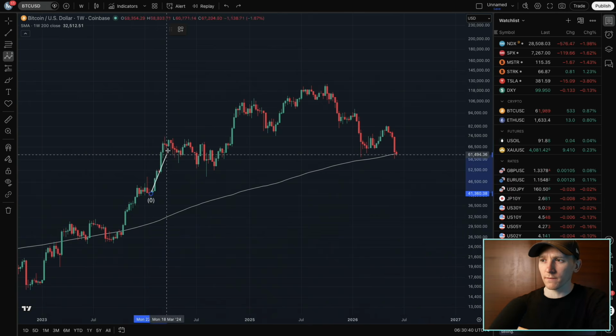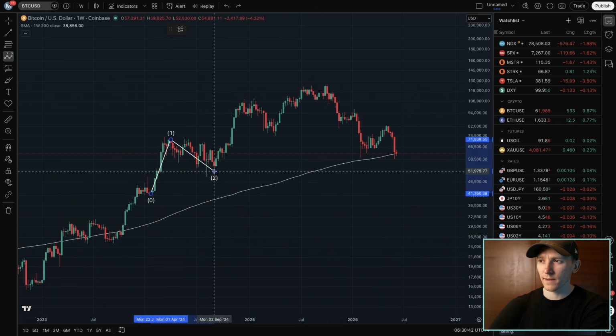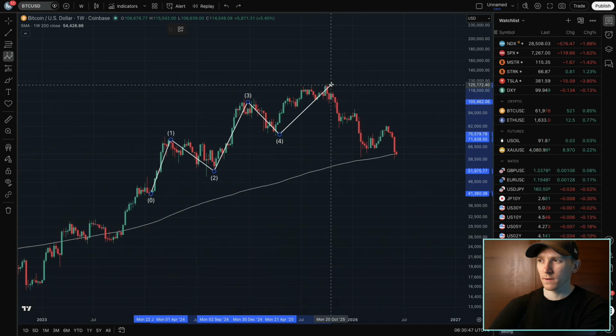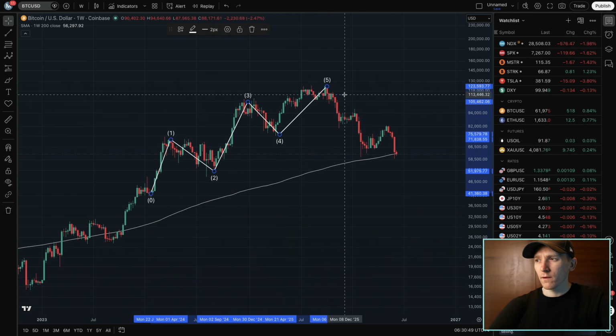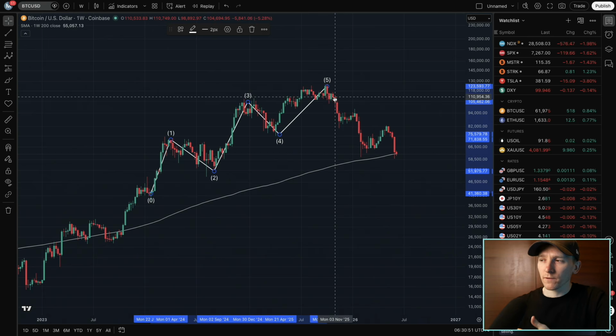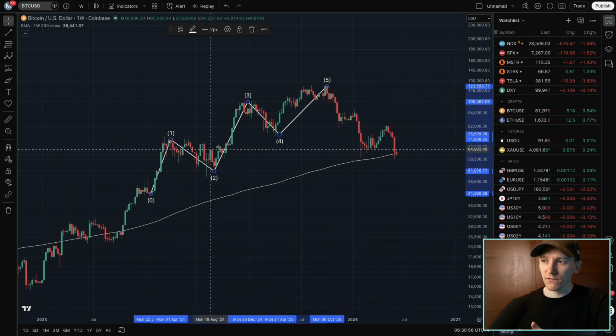So we have obviously the first move up, down, then the third wave, another pullback up to the high. So obviously this kind of works because we've got an uptrend here. 5 should be the end of the uptrend, right? So that's how I fitted it here. But like I said, there's a lot of room for interpretation.